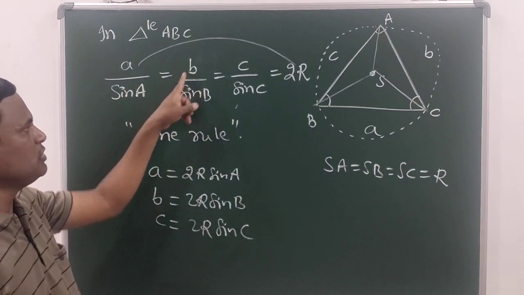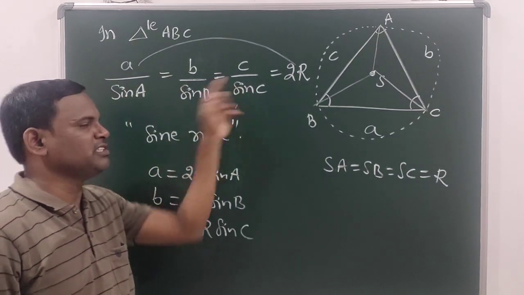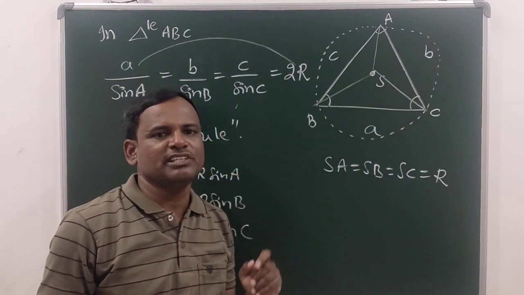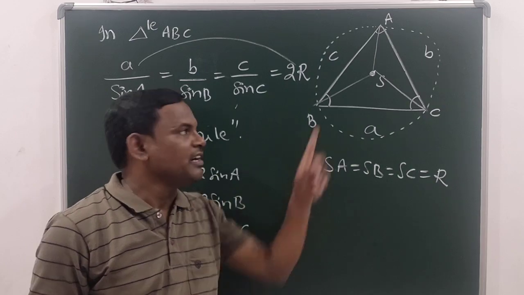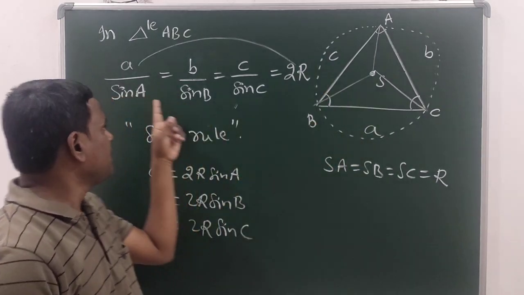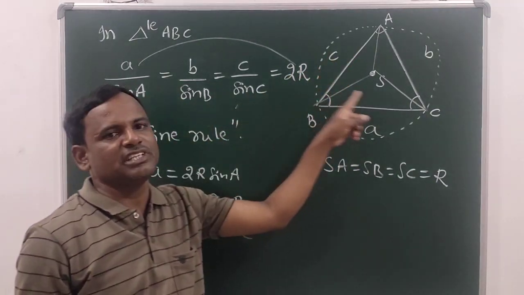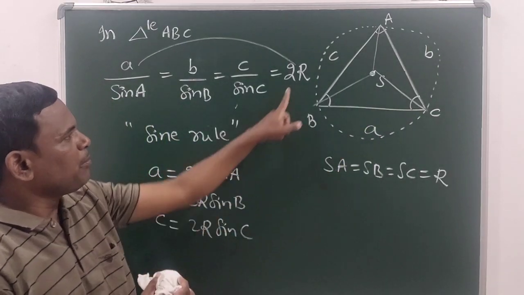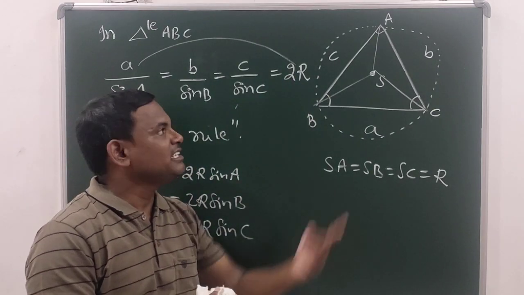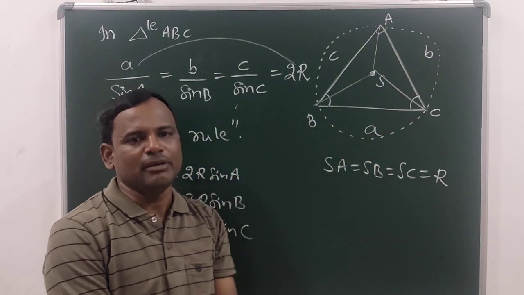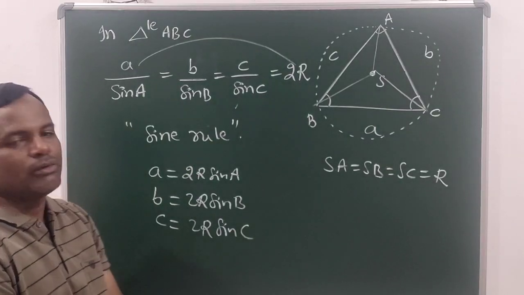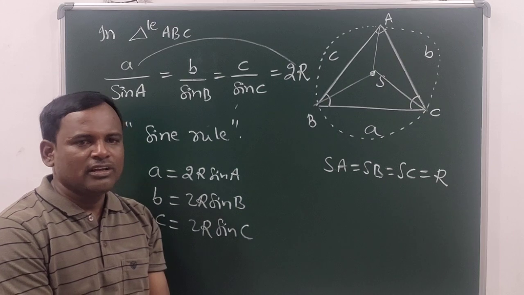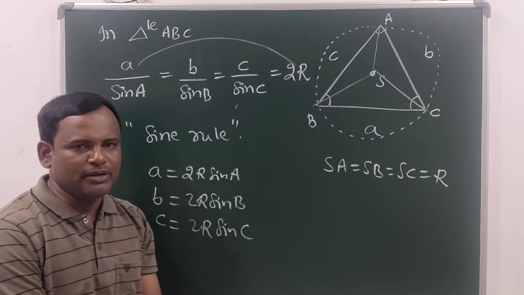a by sine A is equal to b by sine B, which is equal to c by sine C, equal to 2R, where small a, small b, small c represent lengths of sides of triangle ABC, capital A, capital B, capital C represent interior angles of the triangle ABC, and capital R represents the radius of the circumcircle of this triangle ABC. Now let us go to its proof. Now I will explain the proof of the sine rule.